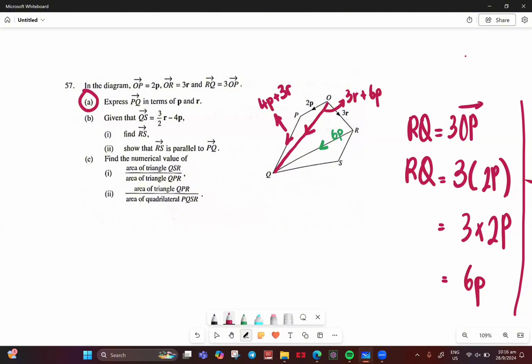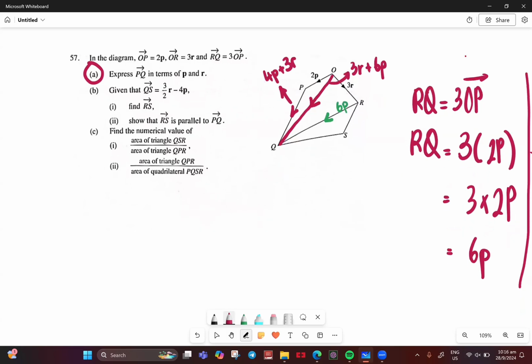I always want to make sure that my unknown now becomes known. The next thing I want to do is to solve B. A is done already. Let's solve B. B says, given that QS is 3 over 2R minus 4P. Where is that? QS is this one, Q to S, so we make sure it is pointing towards that side. This line over here is 3 over 2R minus away 4P. Is this something you can understand?